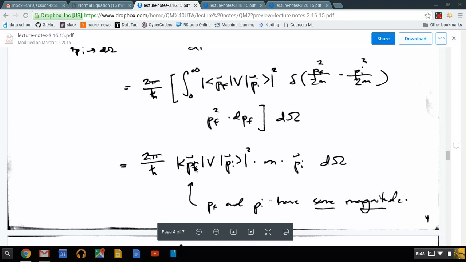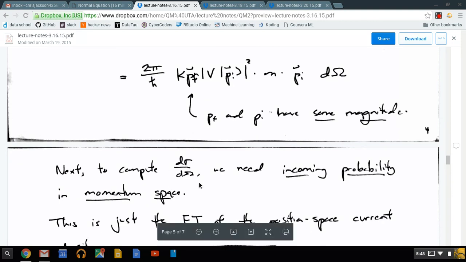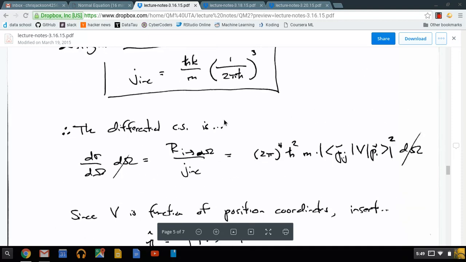All right. So next, what we want to do is to compute the scattering cross section. Right. We need the incoming probability in momentum space. In other words, now we have the probability of the rate of these transitions, right? And in order to compute the cross section, we need the incoming current, right? The flux of incoming particles. And we've already computed this thing in position space, and so basically to get it in momentum space, all we need to do is take a Fourier transform. And so when I do that, I end up with just basically this thing right here, and you can see the volume element coming in from the Fourier transform.